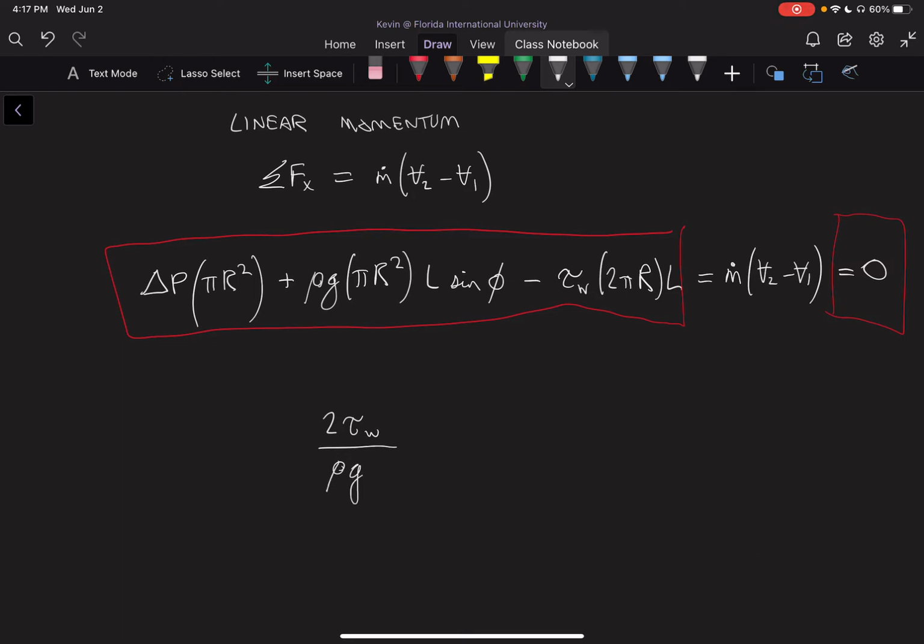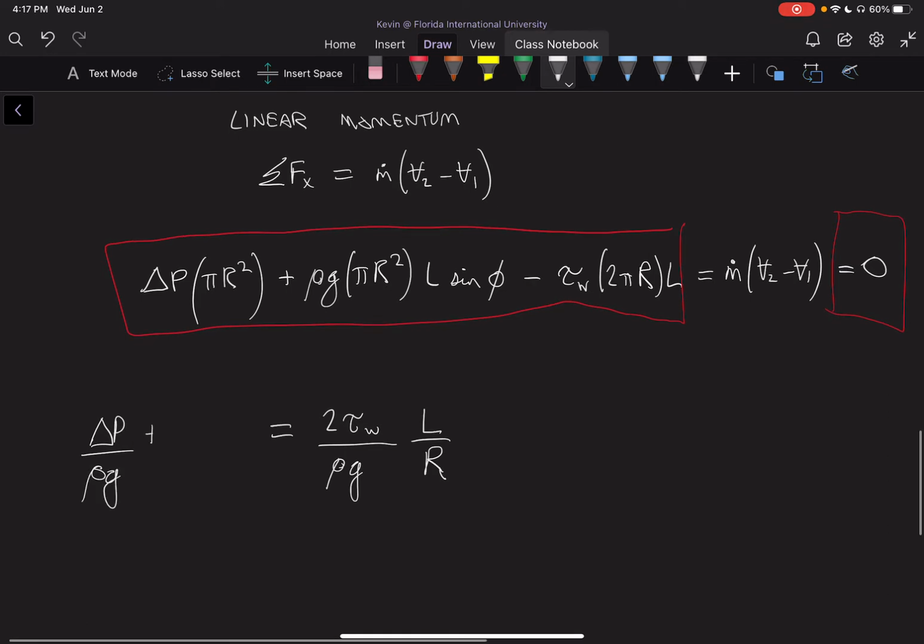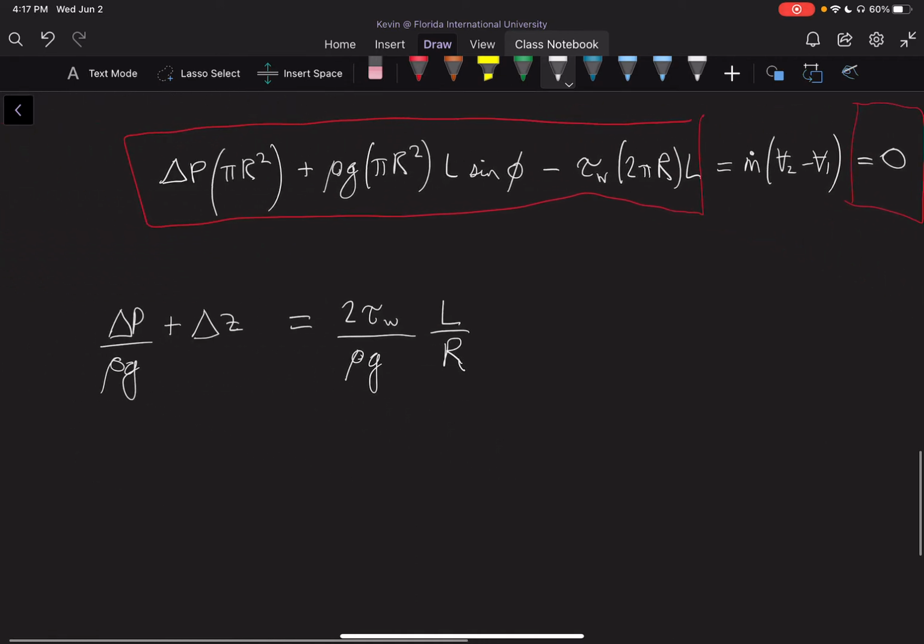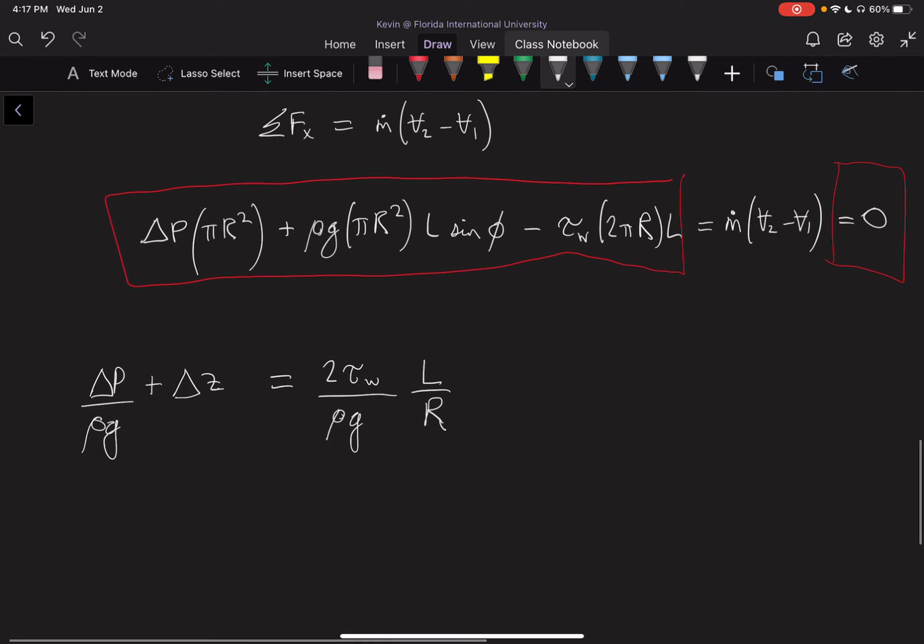So 2 tau w over rho g times L over R is now equal to, and we'll keep this on the left side, delta P over rho g plus R delta Z. And we can go further with this and say that this is also equal to 4 tau w over rho g, times L over D.